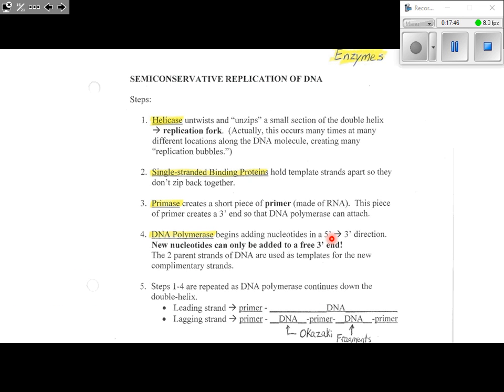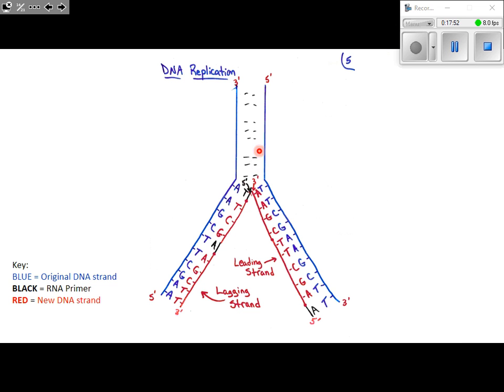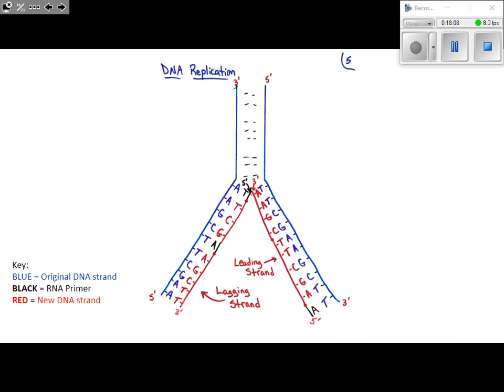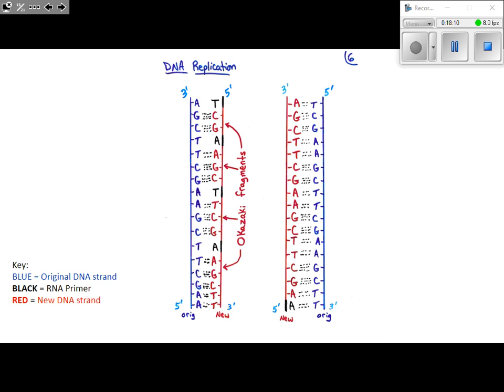Okay, so we're going to continue repeating steps 1 through 4 as the helicase moves up and unzips the next little section, and then we'll replicate here, and then we'll unzip the next little section. Helicase just keeps moving up as this process makes its way all the way up to the end of the DNA. And so let me make sure I didn't skip anything.